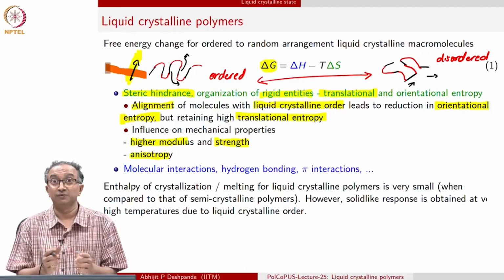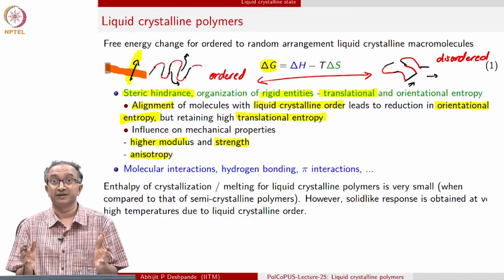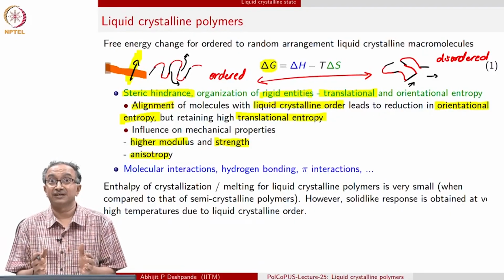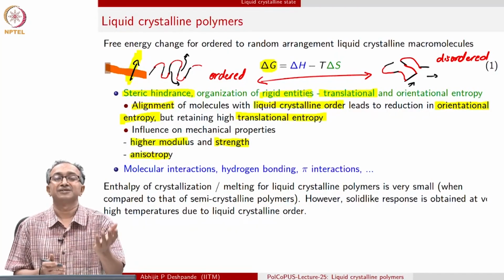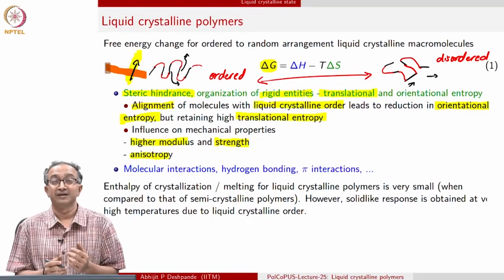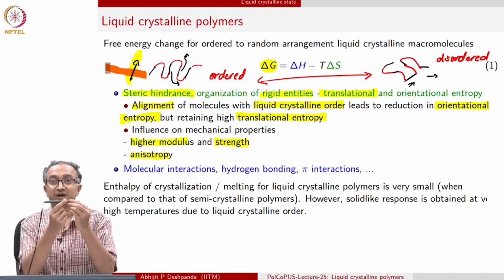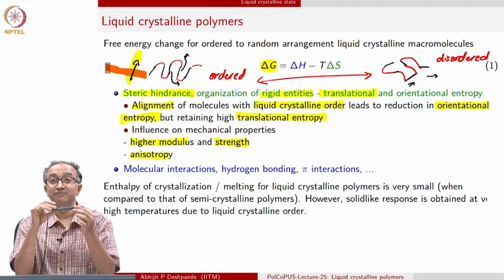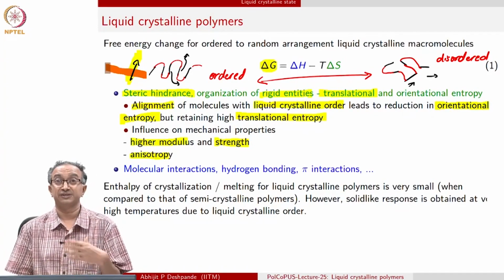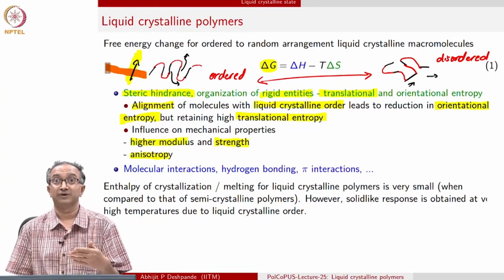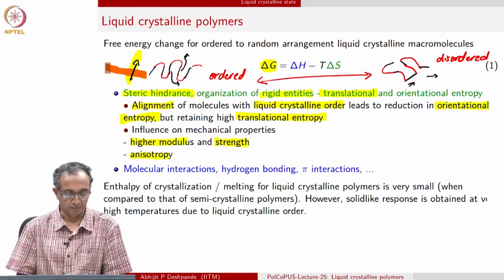So, in that case the overall bulk sample still may be isotropic, but we will see at the end of this class how we can try to purposely orient most of the liquid crystalline order, especially let us say in a fiber. When you have a fiber and if you want all the orientational order in the fiber direction, we can get a very strong fiber if we do that. So, therefore, this orientational order is exploited for achieving very good mechanical properties.